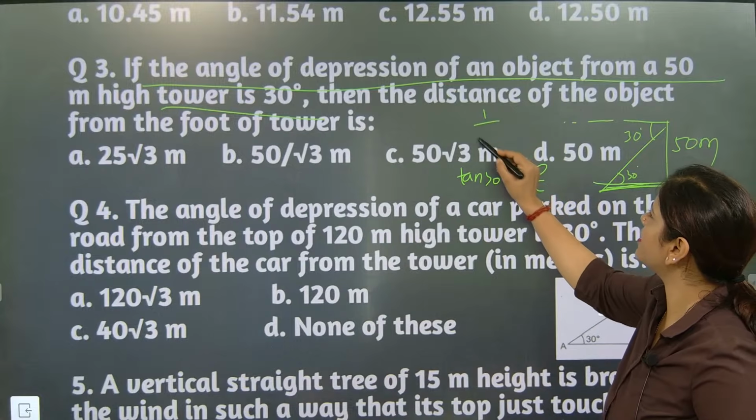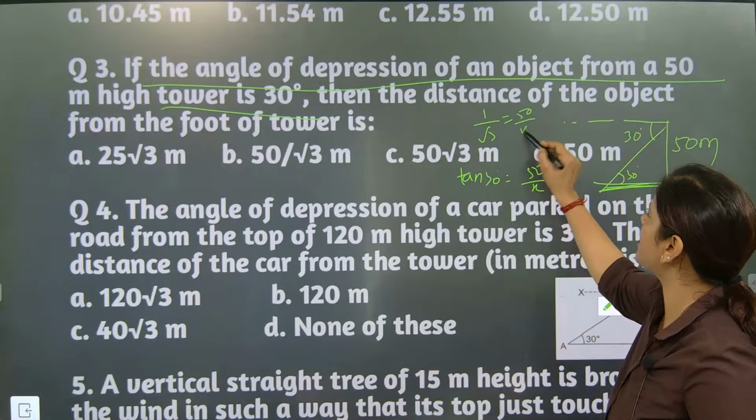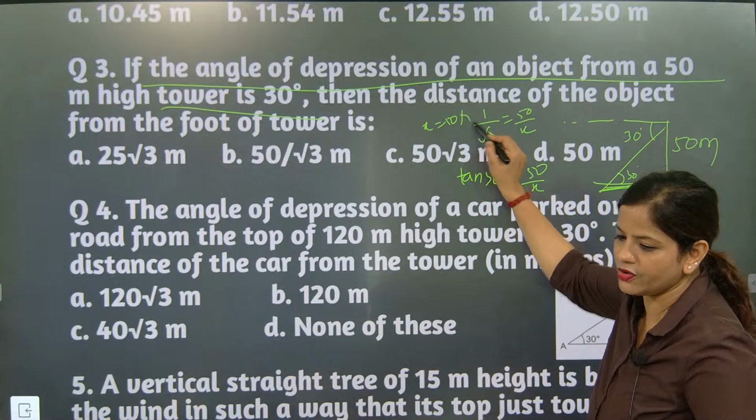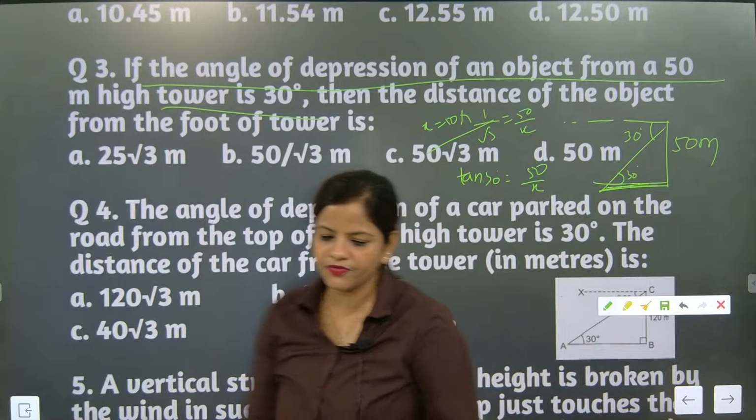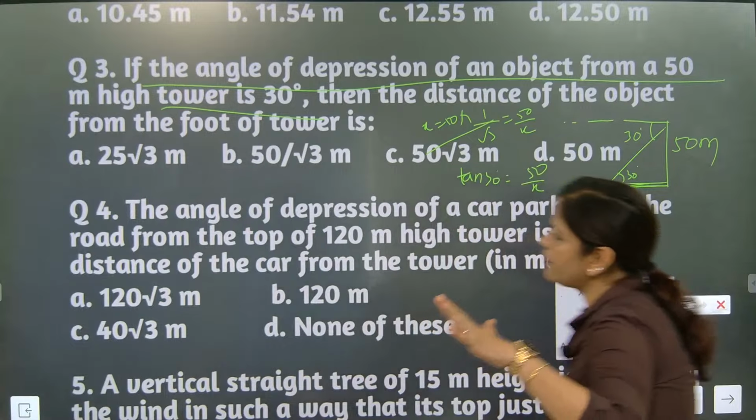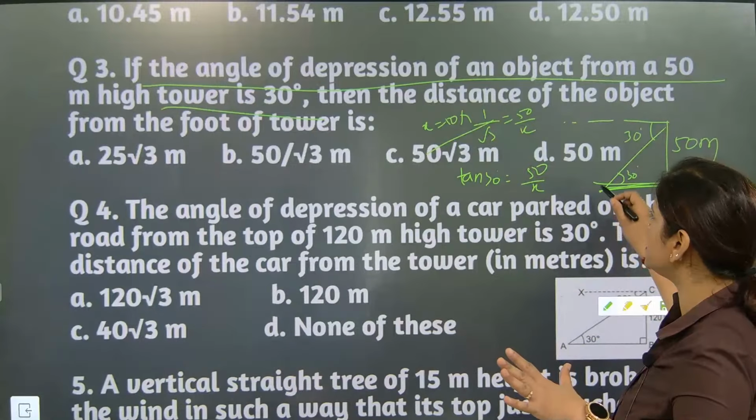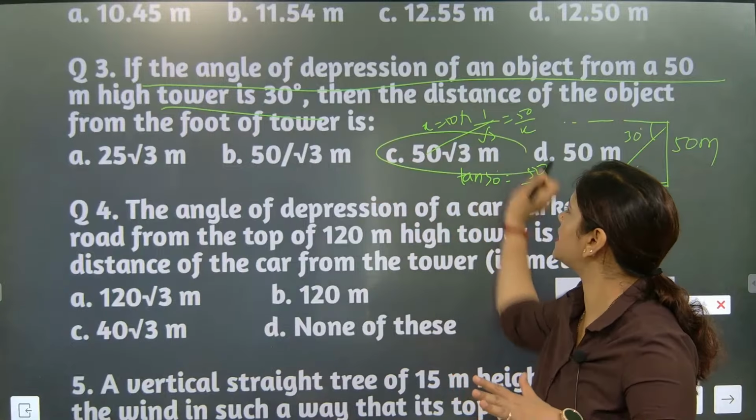So definitely 1 by root 3 is equal to 50 by x. So x is equal to 50 root 3. X is coming as what? 50 root 3. So here answer is 50 root 3, is C answer.